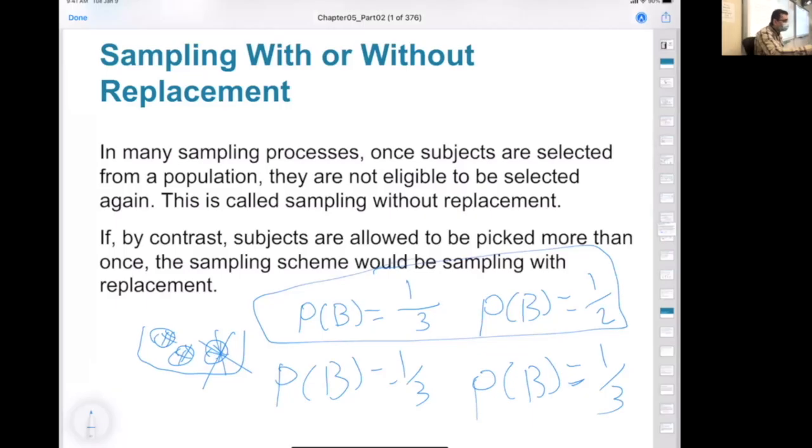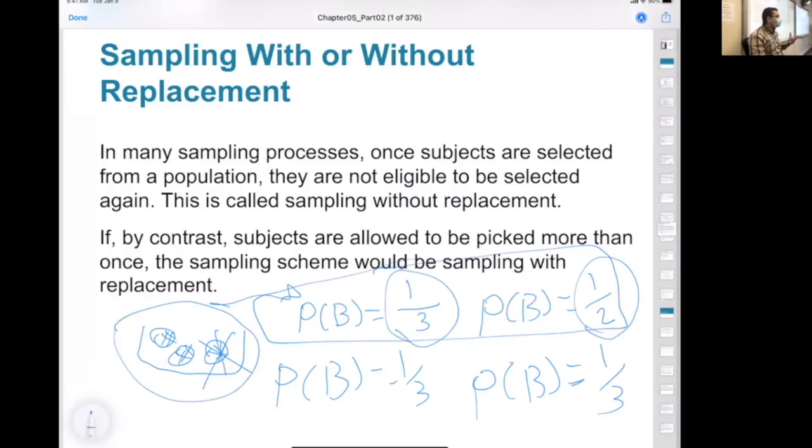Of course, in many sampling processes, once subjects are selected from a population, they are not eligible to be selected again. In most cases, we do something like that, and of course this is sampling without replacement. That means we will have different probabilities each time we select different subjects from the same categories in the population.